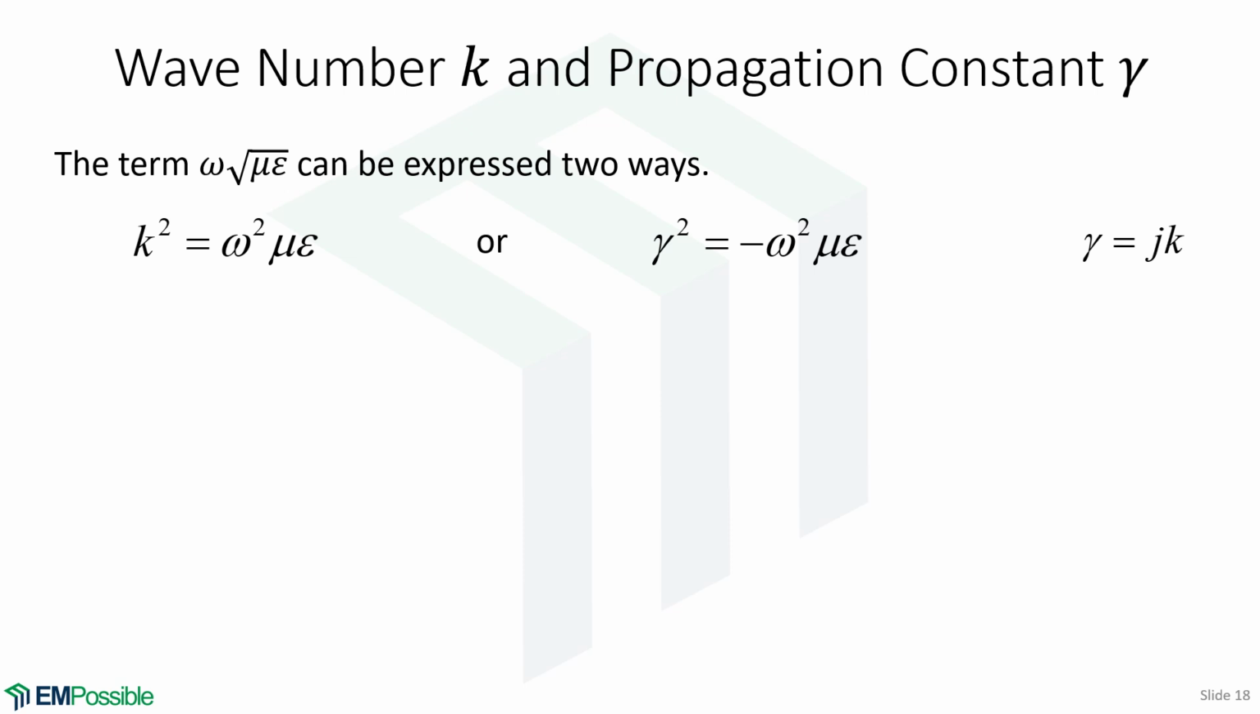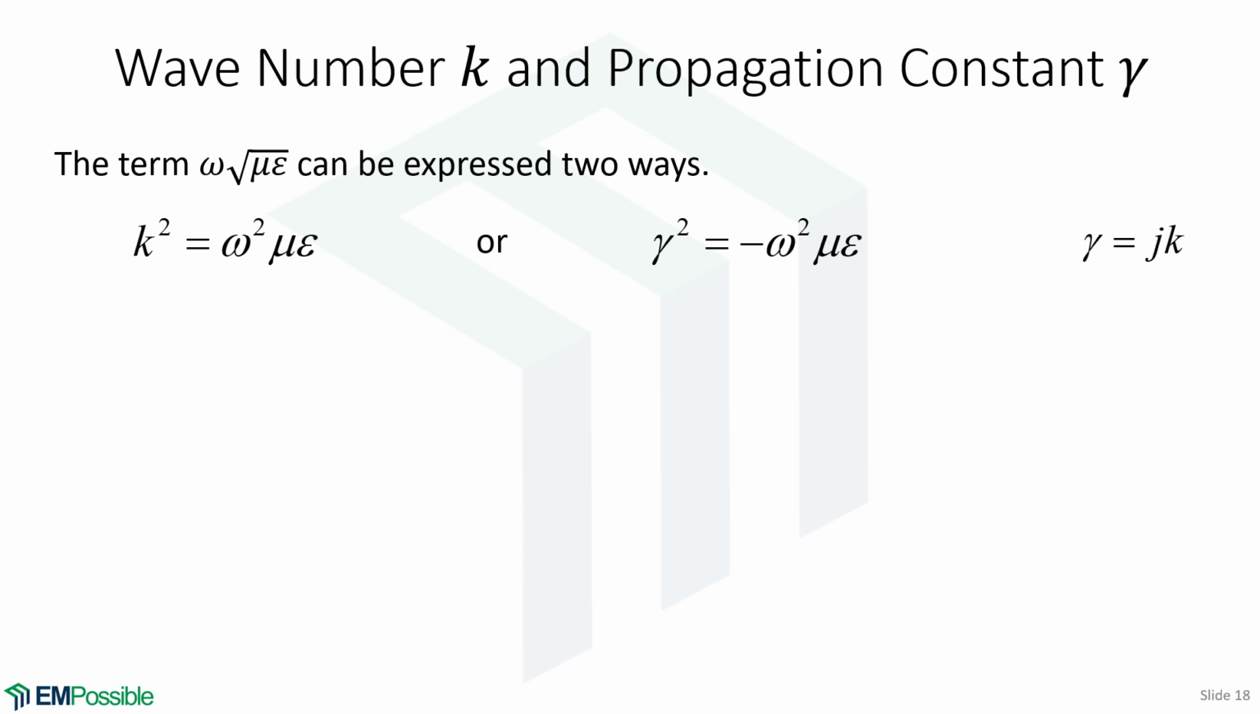Let's simplify this a little bit more. Remember this omega squared mu epsilon sitting in the wave equation? Let's just call that k squared. We're not talking too much about the physical meaning of these parameters, but this k will be called the wave number, and that's something we'll discuss extensively later. So we can just let k squared be this omega squared mu epsilon.